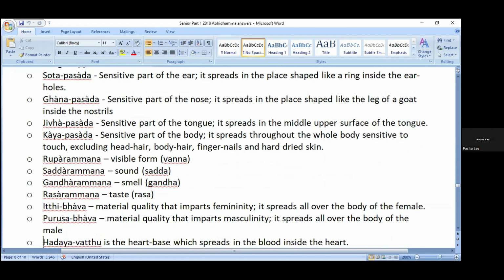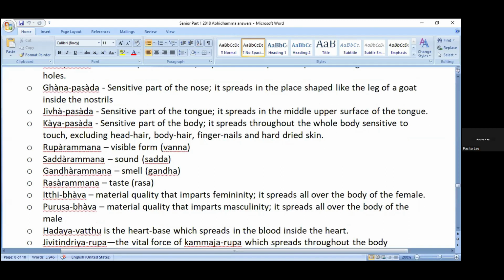Then the heart base is where your blood is pumped from your heart. It's not actually called heart, but it's the blood that circulates. But some books still put heart, so it's quite ambiguous. When you read a YMBA text, it says the blood, not the heart. Some books put it as heart.